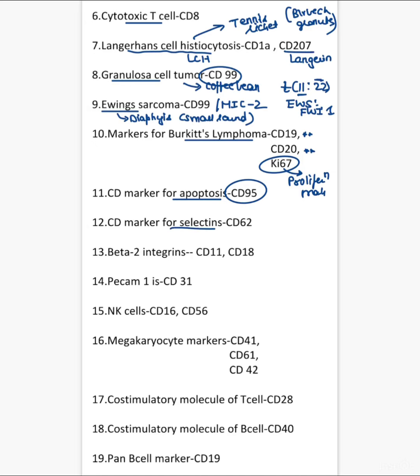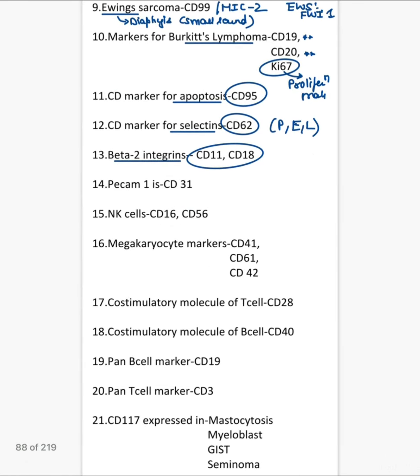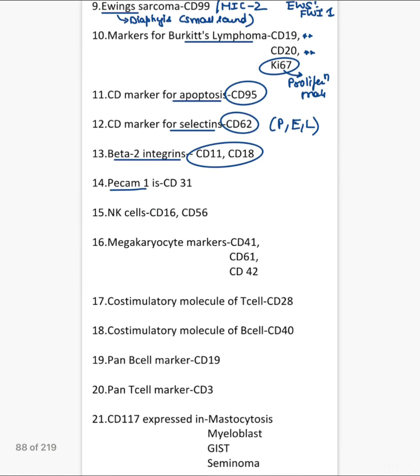Then CD markers for selectin, guys. We had CD62. We had three types of selectin: P selectin, E selectin, L selectin, guys. So they may ask you which one of the following is not a selectin. Then coming to the beta 2 integrin, guys. Okay, so we have CD11, CD18, guys. So this is present in your inflammation chapter, very important. Then PECAM1, okay. So basically when transmigration happens, that is your CD31, which helps you in transmigration.